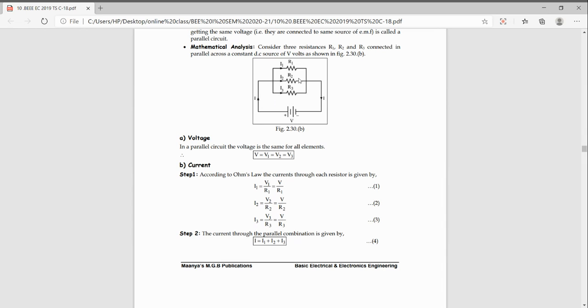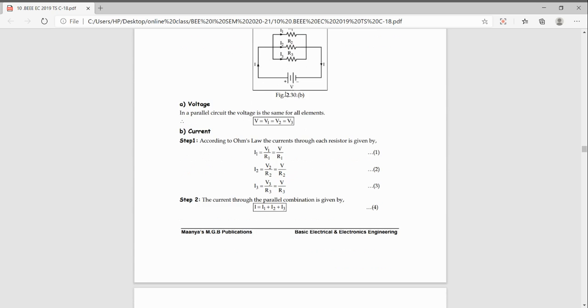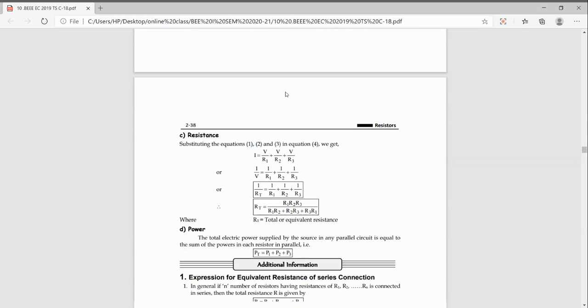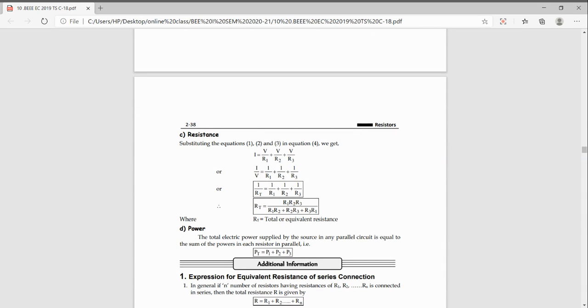Power consumed by R3, power consumed by R2, power consumed by R1, which is equal to V1 into I1, V2 into I2, V3 into I3. Okay, it is similar to a series circuit.